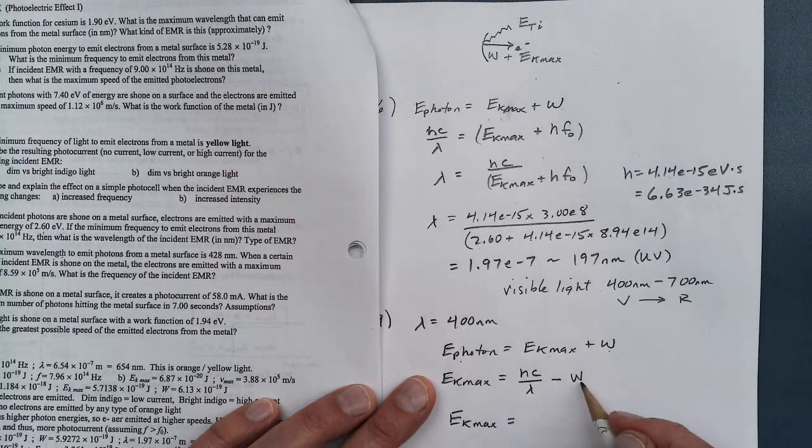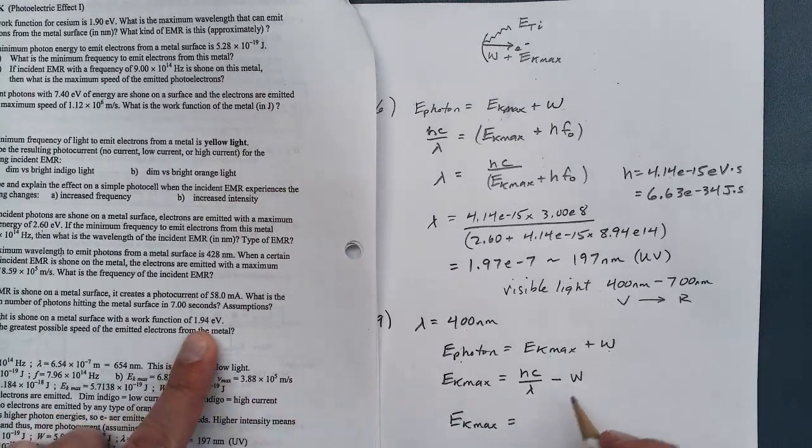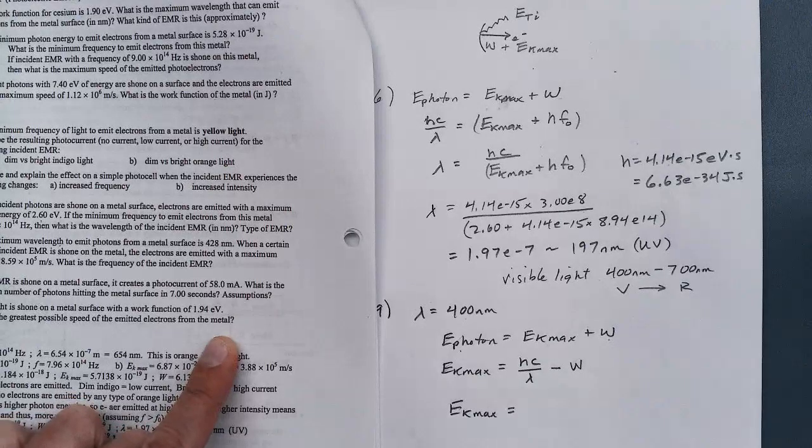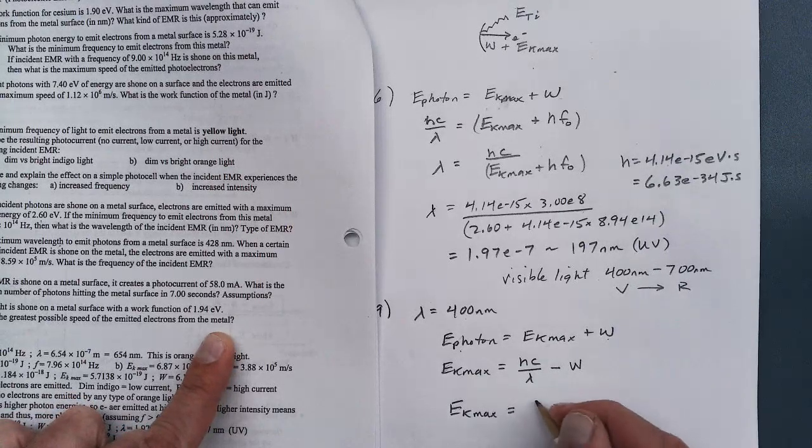Now, since the work function here is given in electron volts, and I want kinetic energy, I really want it in joules, not in electron volts. Now you can calculate it in electron volts and then convert it afterward. So there's really two approaches. I'll try working just in joules for this one.